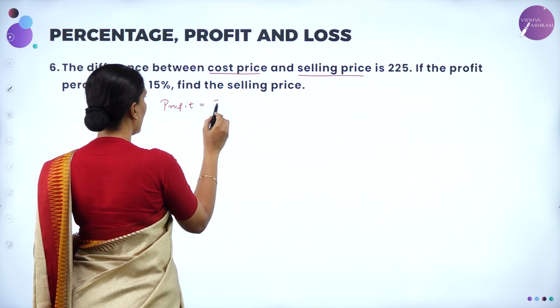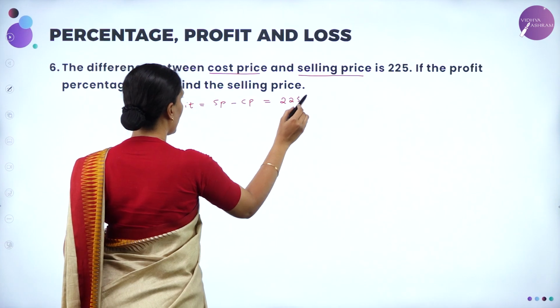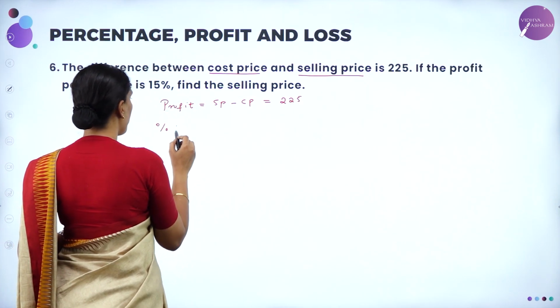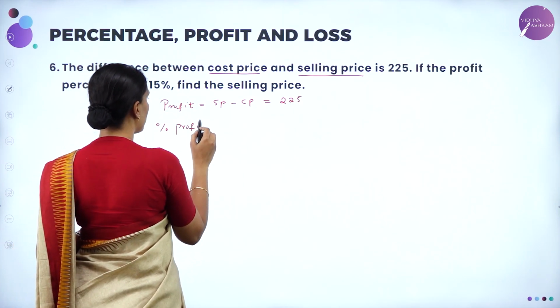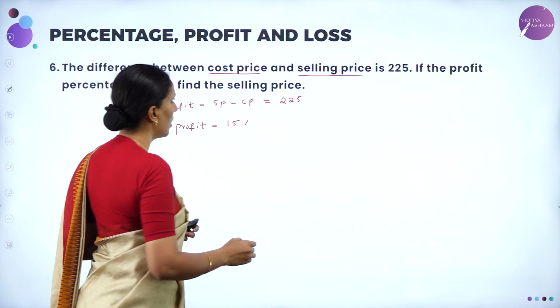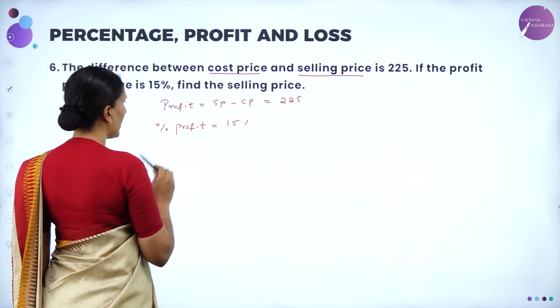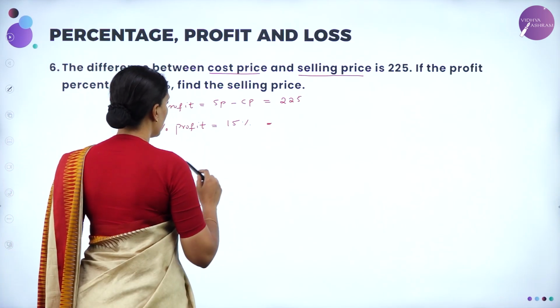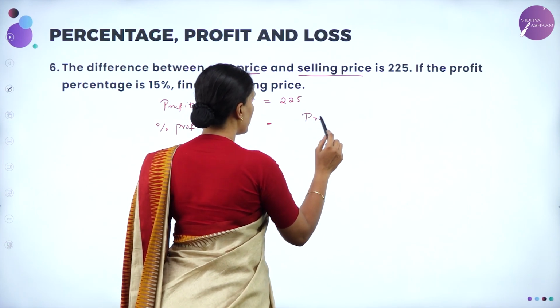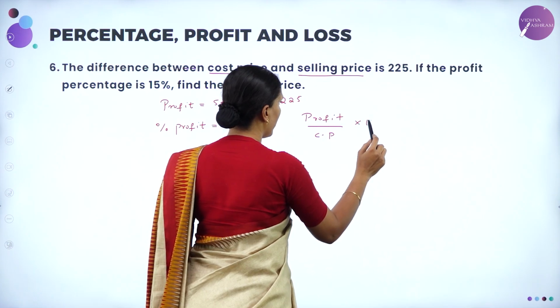That is selling price minus cost price, that is equal to 225. Also they have given percentage profit, which is 15%. Now we need to find out the selling price here. By using percentage profit, we can use the formula as profit divided by CP into 100.